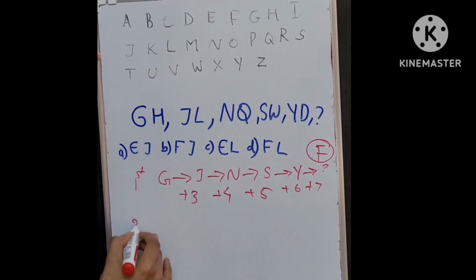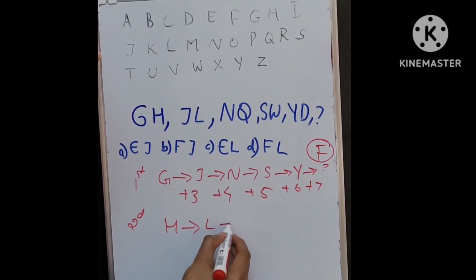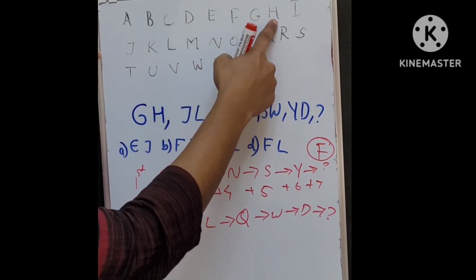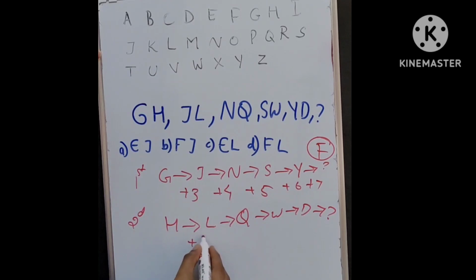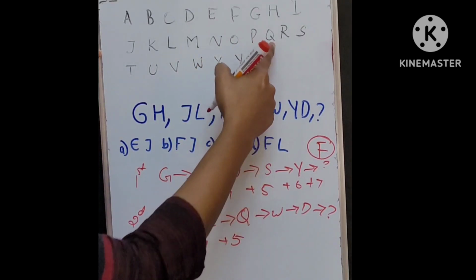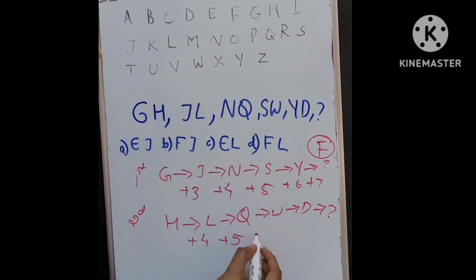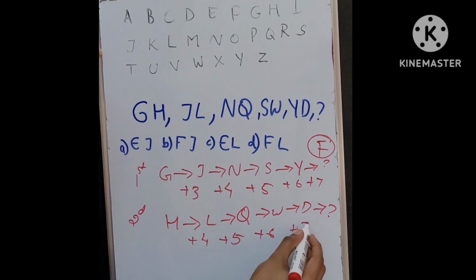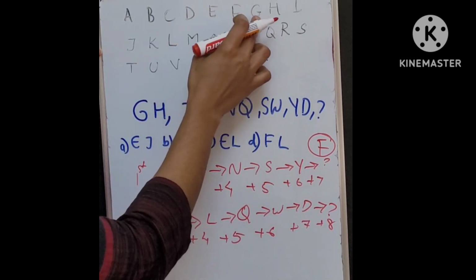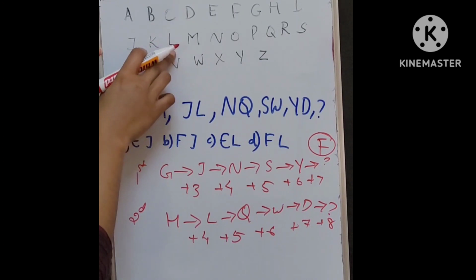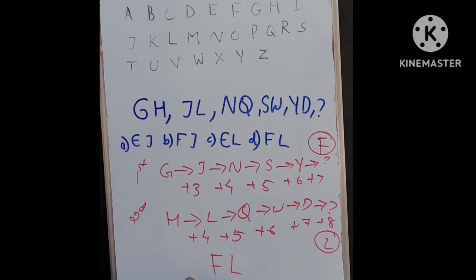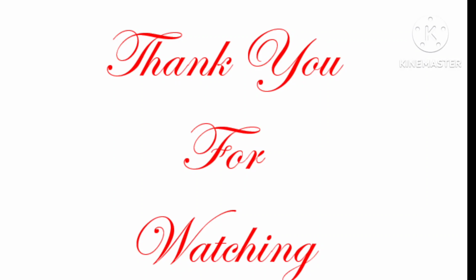Then the second letters: H, L, Q, W, D and the missing one. H to L is plus 4, L to Q is plus 5, Q to W is plus 6, W to D is plus 7, and the next is plus 8, so the missing one is L. Also the missing letter in the first series is F. So F, L, option B. So winding up the session, thanks for watching, keep on watching.